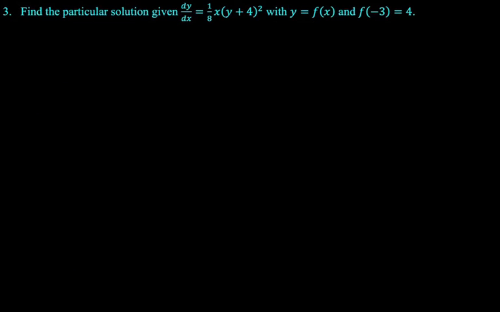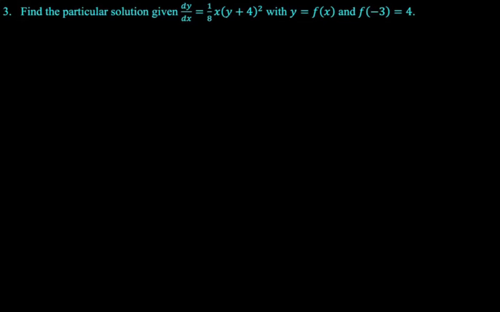Find the particular solution. Given dy/dx is 1/8 x times the quantity y plus 4 squared, with y equals f of x and f of negative 3 is 4. So just playing around with the notation there, I guess. This is a separable differential equation. Let us separate it. So I'm going to divide both sides. I'm going to bring the y plus 4 squared to the other side.